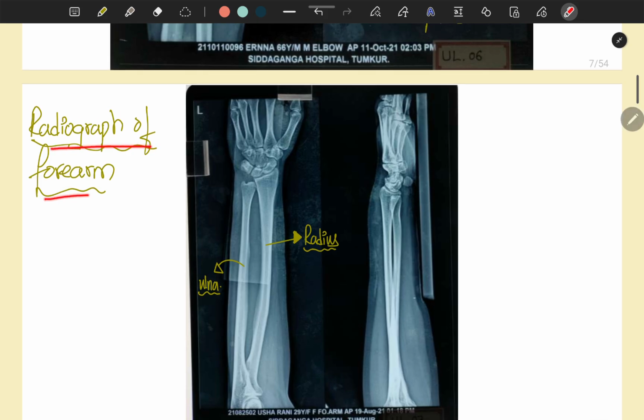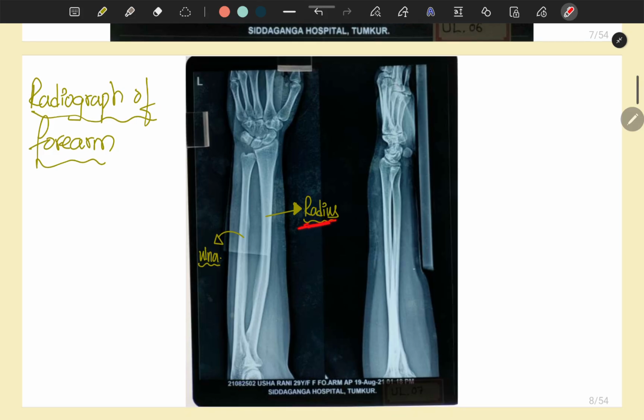Next, radiograph of the forearm. If you come to the forearm, you can see this is the radius. How can you tell? Because at this lower end you must see this is the styloid process of the radius. This is the styloid process of the ulna. Okay, and this is AP view. This is lateral, and you can also see these carpal bones. This is of the left side.